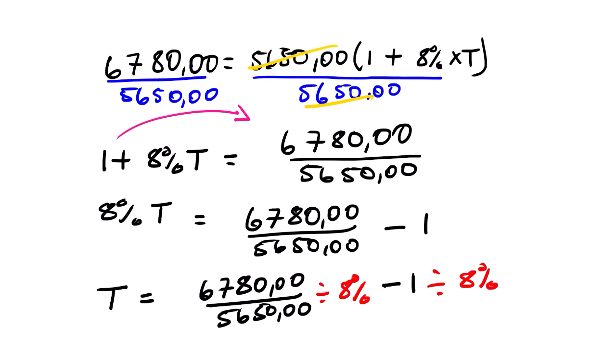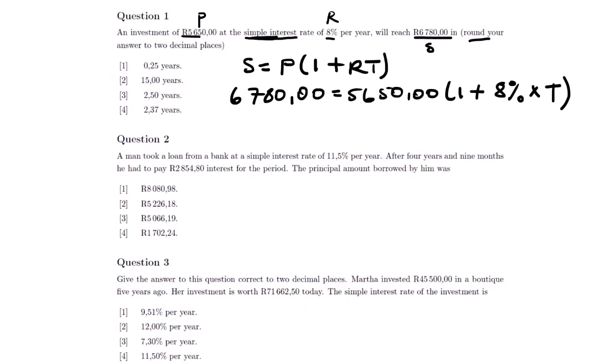So punching this on the calculator, our answer will be 2.5. But since the instruction says you must round off to 2 decimal places, it's 2.50. So you can go ahead and look at our options. You can see that option 3 is the correct answer. So option 3 is the correct answer for the first question.